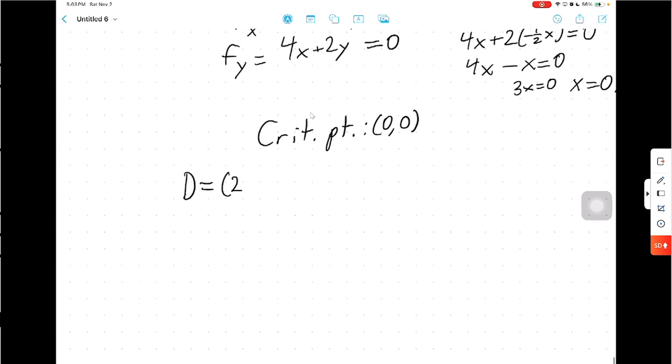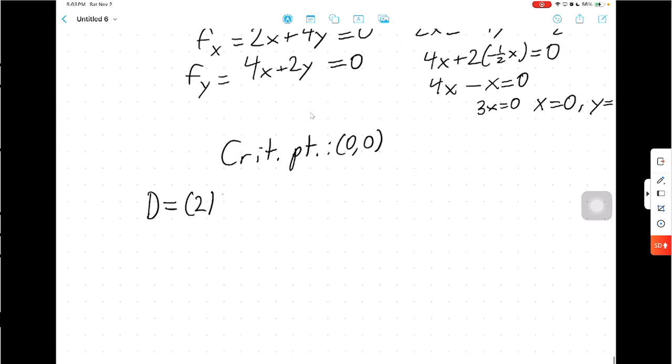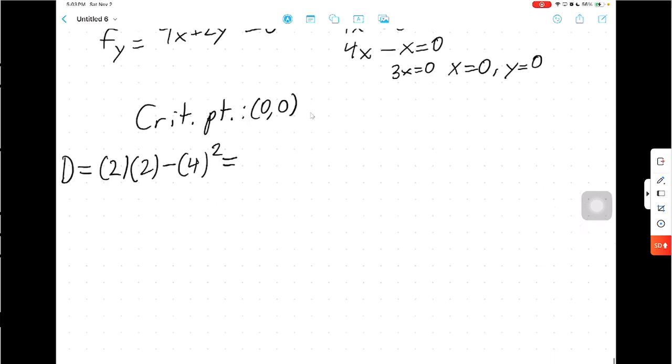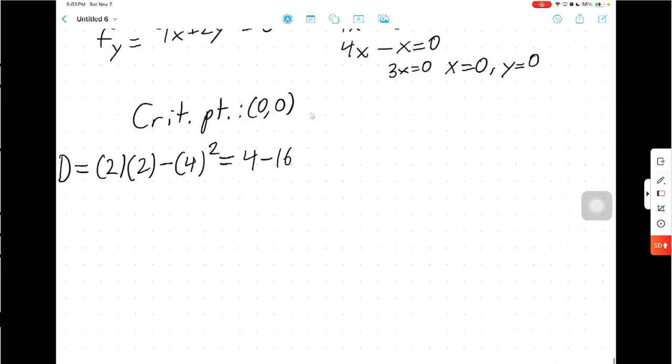Our D is equal to fxx, which is 2, times fyy, which is also 2, minus fxy squared. 4 minus 16, which is negative 12. So this is going to be a saddle point.